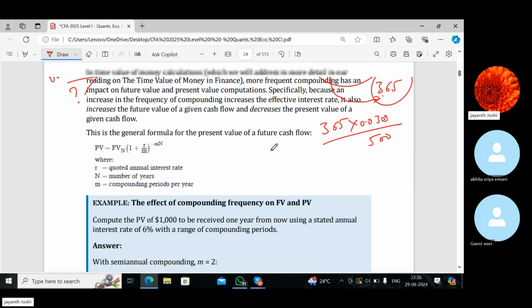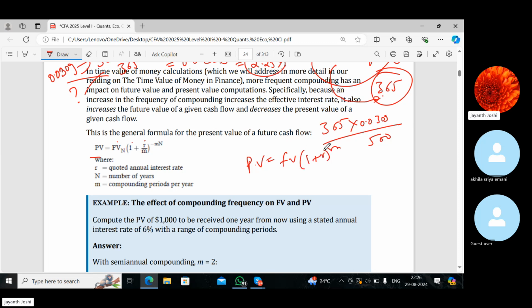Now, all of you may know very clearly that present value is nothing but future value into 1 plus r whole power n. This is when the rate of return is for 1 year and n is the number of years. Fine. So you just do one thing here: future value into 1 plus r, divided by 1 since it is 1 year, whole power n into m, where I take m as the number of compounding periods in a year, or compounding frequency.